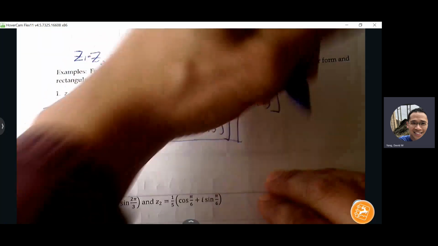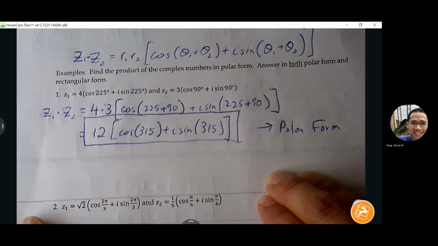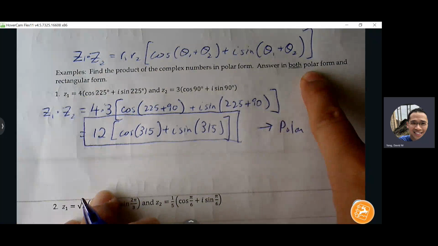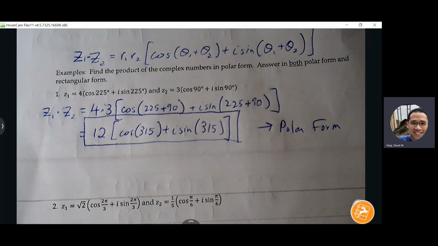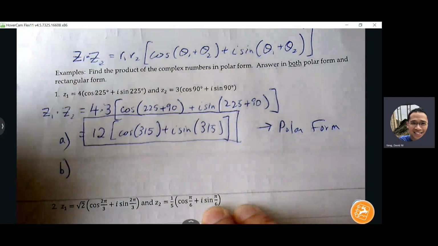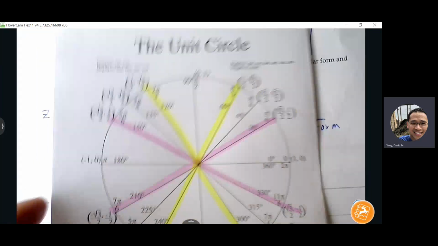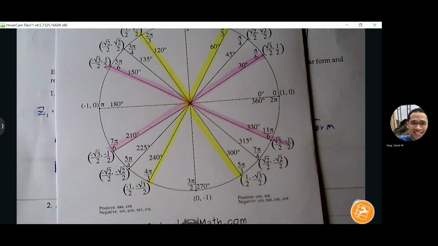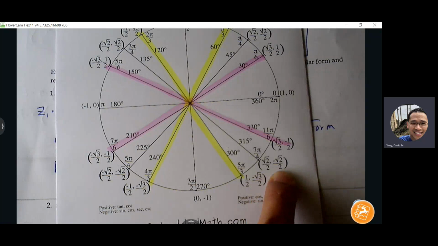So this is our answer for polar form. It says answer in both polar form and rectangular form. So if we distribute the 12 through and resolve for cosine and sine, that's the process of converting from polar to rectangular. So this is part A of our answer. Part B of our answer is where we distribute that through. All right, so look on your unit circle. Cosine of 315, what's that going to be? √2/2. And then sine of 315, -√2/2.